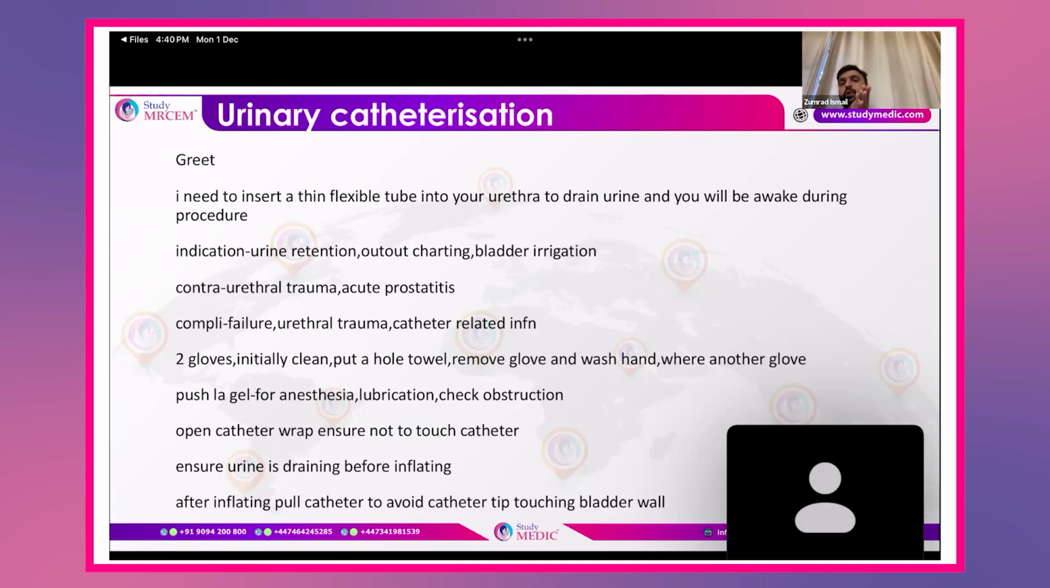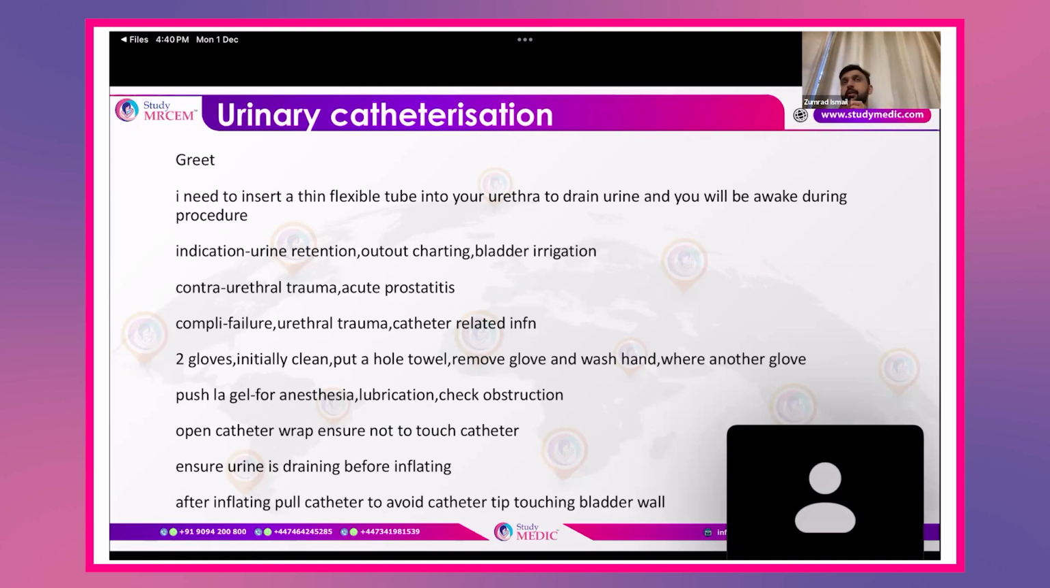Here, initially we wore 2 gloves, so we'll put the whole towel and remove 1 glove. Then we'll hold the shaft with the gauze, and we have already cleaned the glans area. We'll push local anesthetic. It is given for anesthesia, for lubrication, and to check if there is any obstruction. And we'll massage through the urethra.